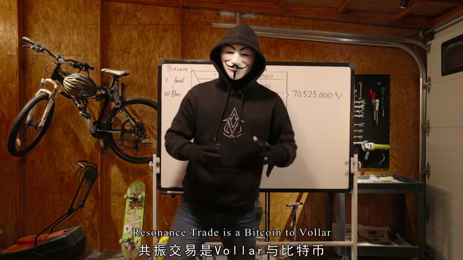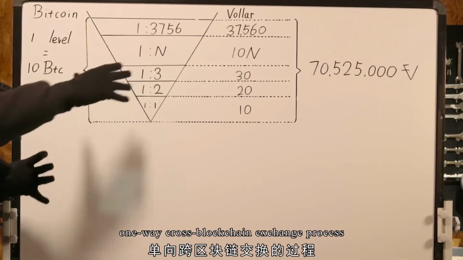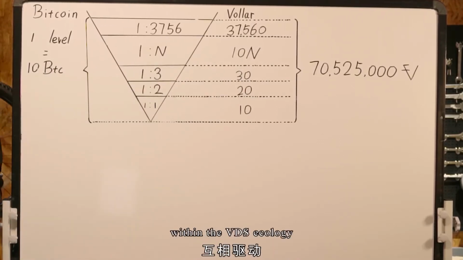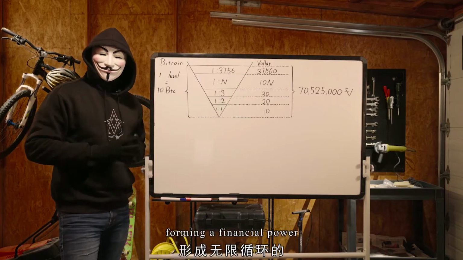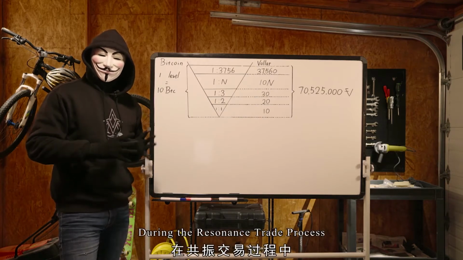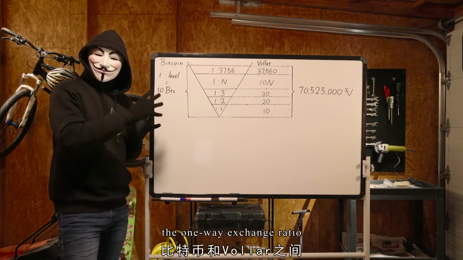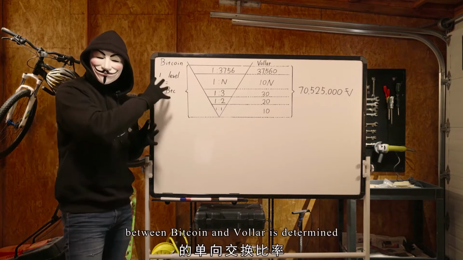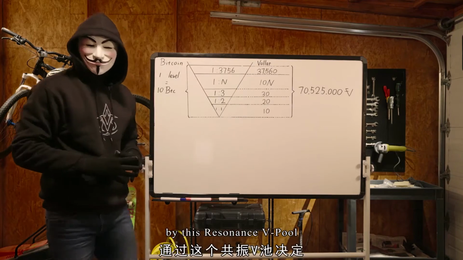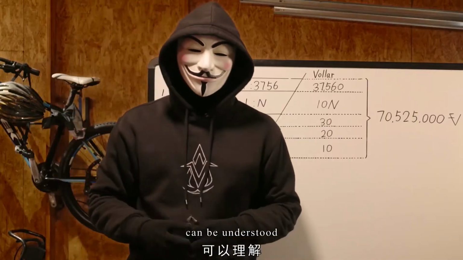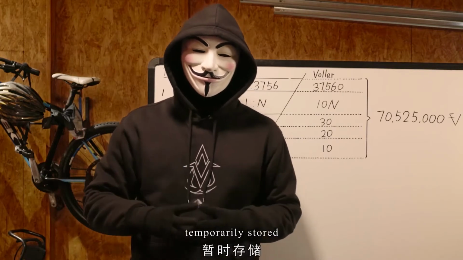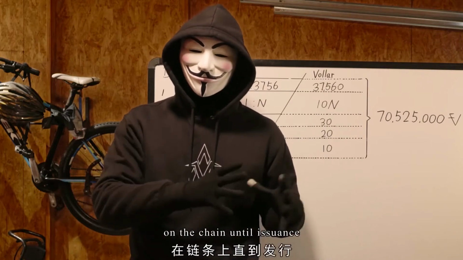Resonance trade is a Bitcoin to Voller, one-way cross-blockchain exchange process. The Voller and Bitcoin drive each other within the VDS ecology, forming a financial power with limitless circulation. Now, during the resonance trade process, this one-way exchange ratio between Bitcoin and Voller is determined by this resonance V pool. The resonance V pool can be understood as VDS chain pre-mined currency temporarily stored on the chain until issuance.